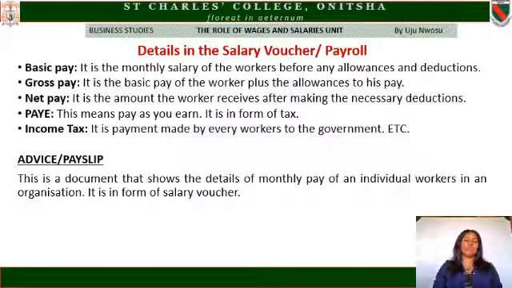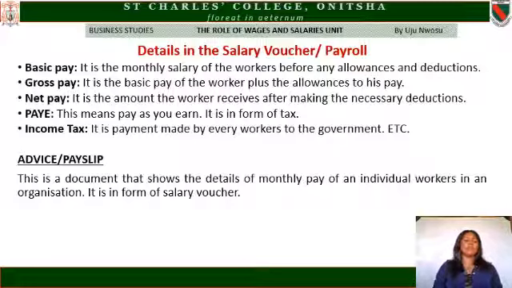Number two is what we call gross pay. It is the basic pay of the workers plus the allowances to his pay. That means the particular payment the worker is entitled to plus all the allowances that will be added to it. Allowances like clothing allowances, hospital allowances, and so on and so forth. This is what we call gross pay.